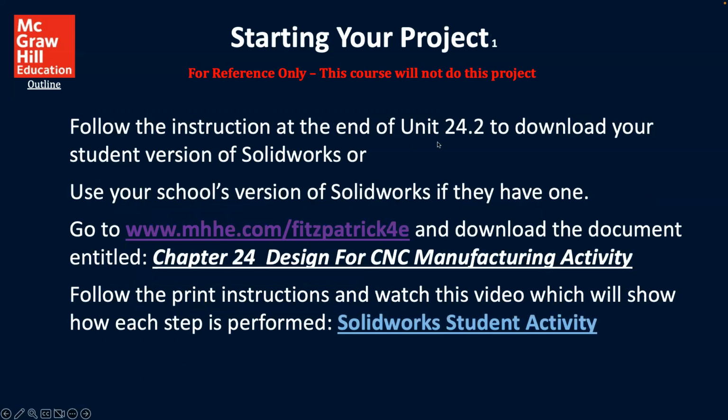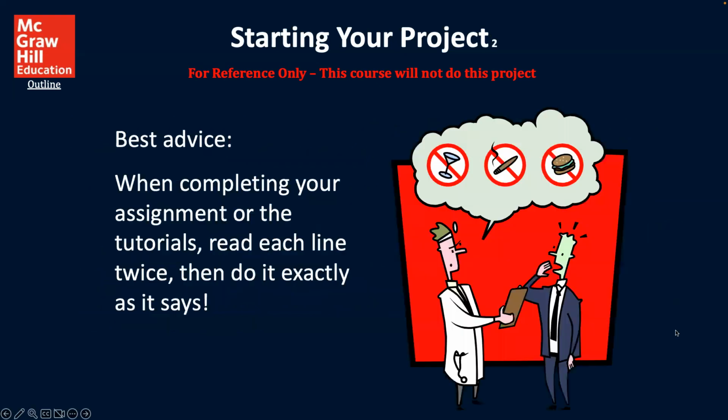So following the instructions at the end of 24.2 to download your student version of SolidWorks, if you get this full textbook, you may be able to still do that, or you can use your school's version of SolidWorks if that's something that has been made available to you. And so this is just more details about that. So the best advice is when completing your assignment or tutorial, read each line twice and do exactly as it says.